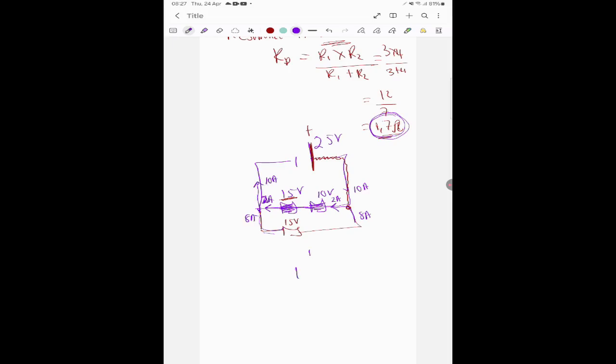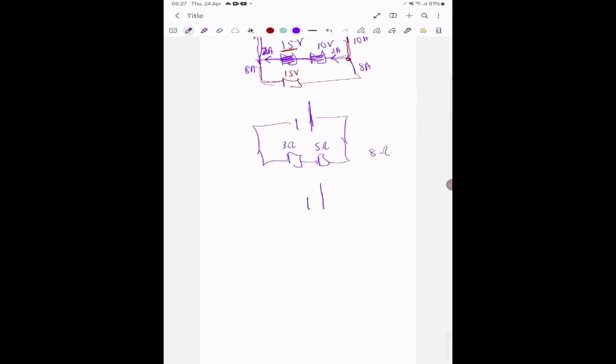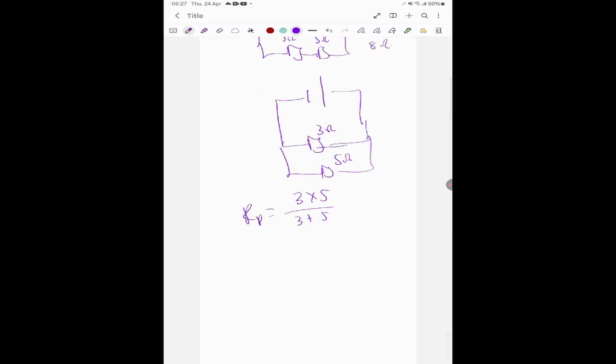And of course, resistances, which are measured in ohms, we said when they're in series, 3 ohms and 5 ohms makes 8 ohms in series. And when they are in parallel, 3 ohms and 5 ohms in parallel is 3 times 5 over 3 plus 5 to get the resistance in parallel. All right, I hope that makes sense.